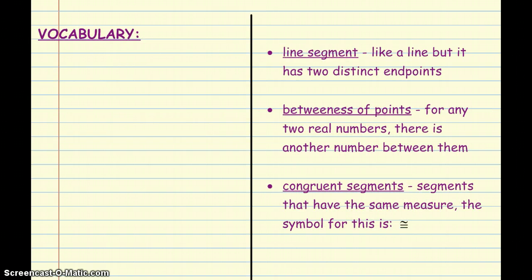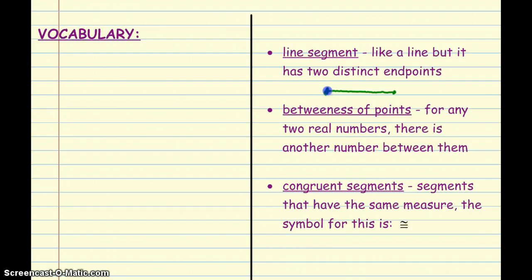First of all, a bunch of vocabulary for you. First of all, we have a line segment. It's like a line, but it has two distinct endpoints. Before we talked about a line that can go on and on forever, and we use arrows. In this case, a line segment, you'll see two specific points at the end.